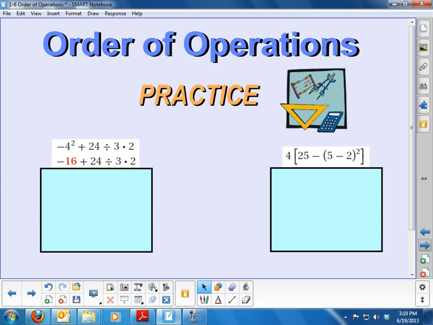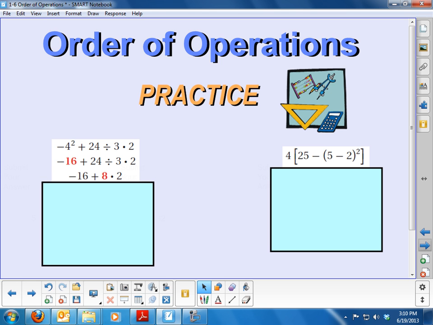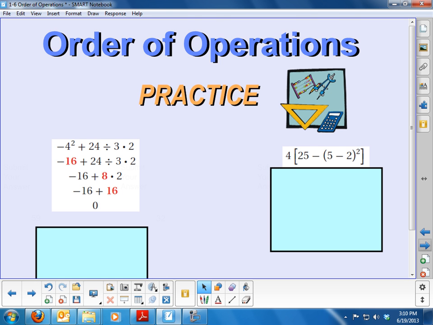The division or the multiplication? We want to take care of the division next because that's what comes first from left to right. It comes before the multiplication of 3 times 2. So I do 24 divided by 3 to get my 8. Now I need to decide what comes next. That would be my multiplication step. Last is going to be my addition. So that's the answer you should get, 0.